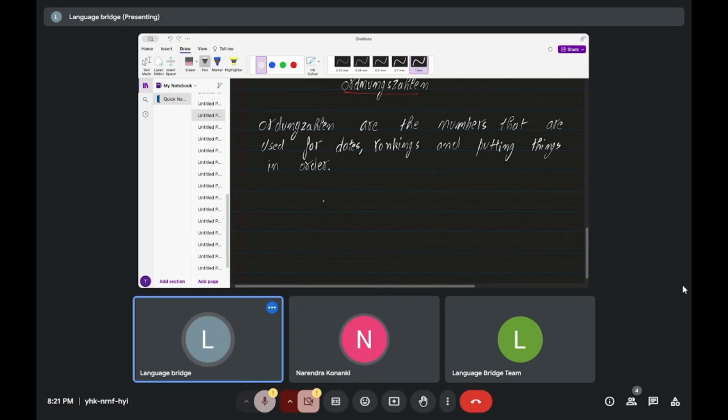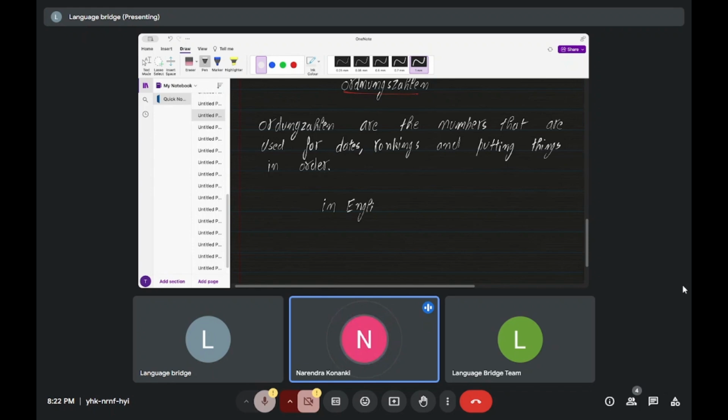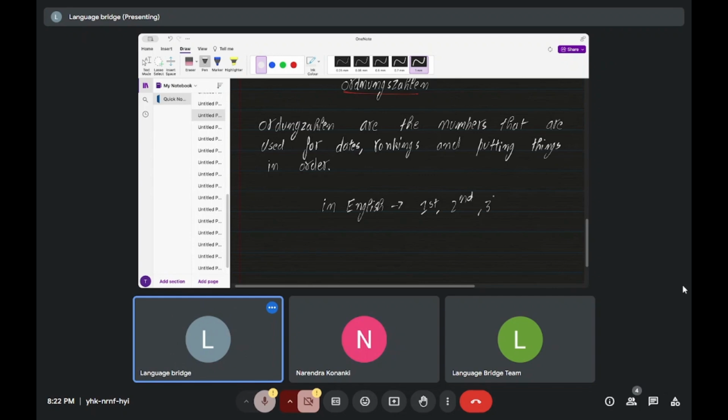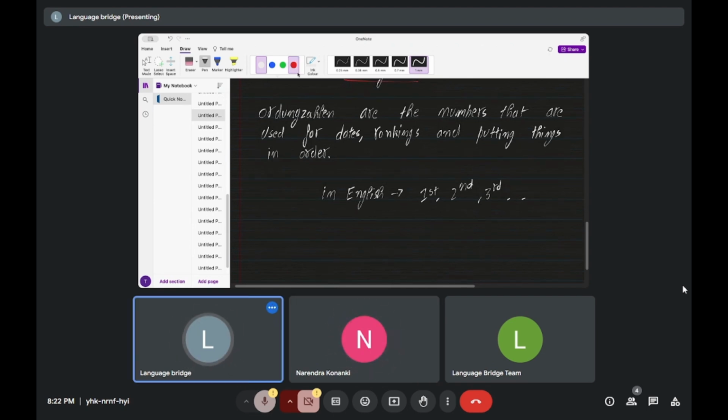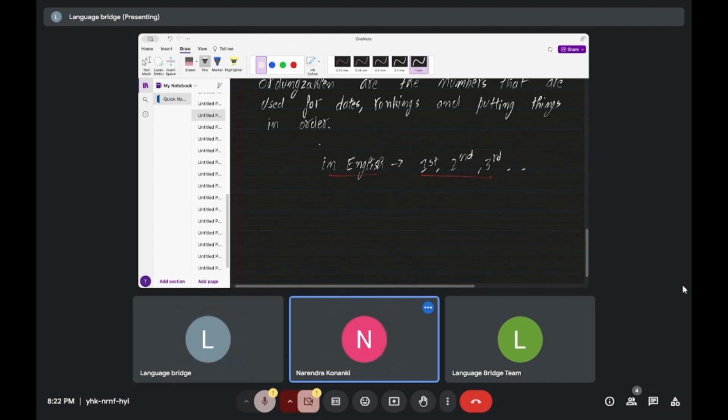In English we say first, second, third, etc. These are ordinal numbers, which exist in English too. We use them like: he is first, he is second, he is third, for rankings and orders.